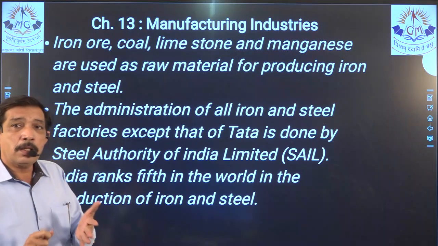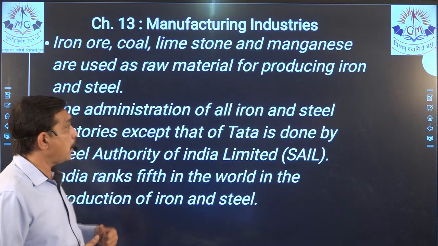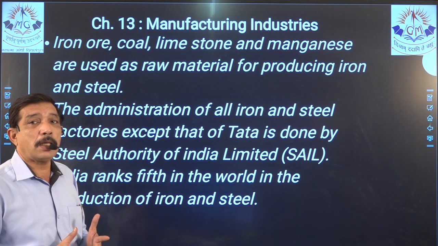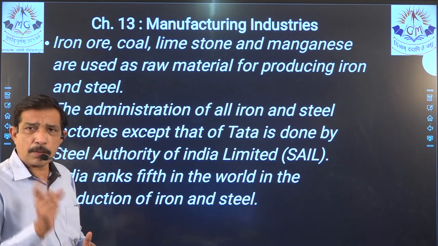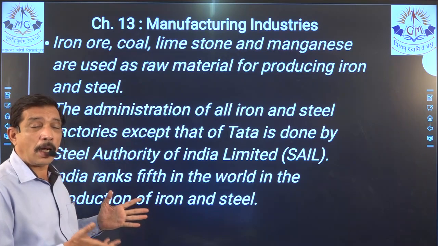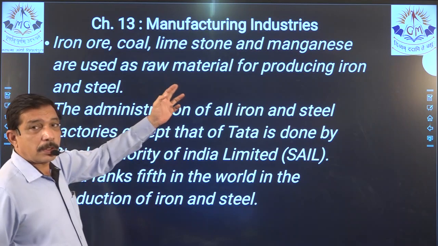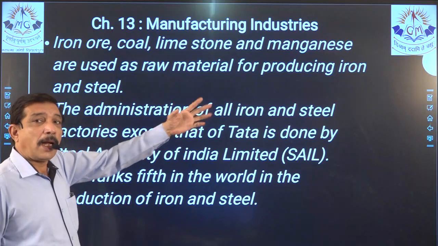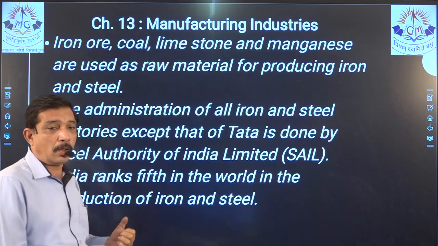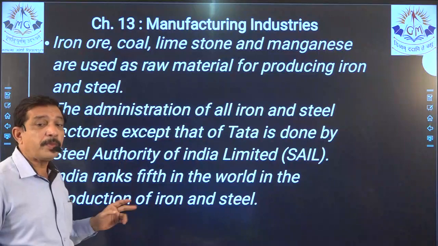You can underline the lines from where MCQ can be generated. Now, what are the raw materials used in order to produce iron and steel? It's a one-line answer. First thing is you need iron ore, right? Without iron ore you cannot produce iron and steel. Other minerals used are limestone and manganese. Without those also you cannot make iron from iron ore. This is a very important MCQ.